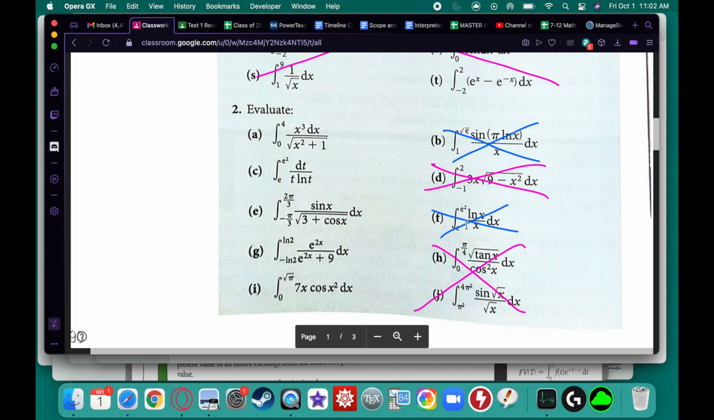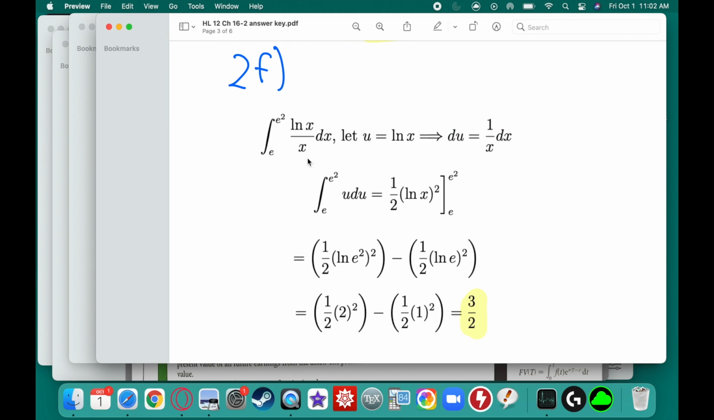All right, so the next one is 2f. That's going to be the integral from e to e squared of the natural log of x over x dx. This one seems pretty standard. We should be able to do it. So first of all, I copy my integral down up here, and I want to say what u substitution also has its derivative in the integral. Well, if I let u equal the natural log of x, then the derivative is going to be 1 over x dx, which is in the integral. So I substitute 1 over x dx for du, and natural log of x just becomes u.